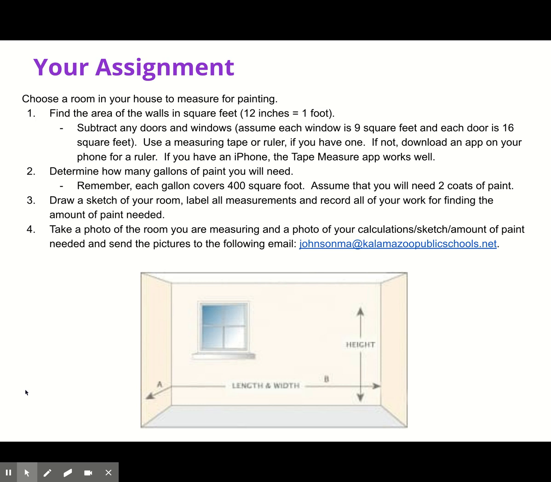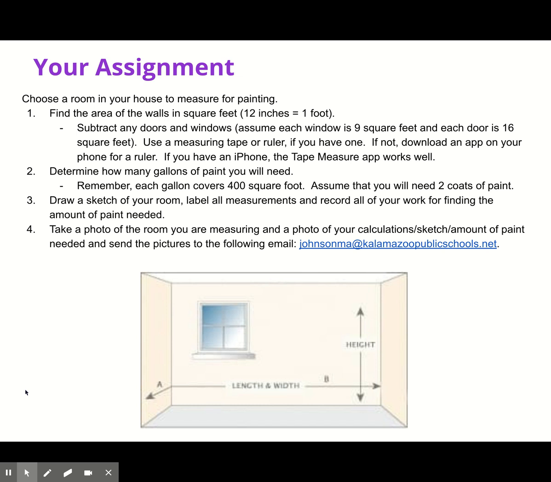The next thing you're going to do is determine how many gallons of paint you will need. Now remember, each gallon covers 400 square feet, and I want you to assume that you will need 2 coats of paint. Once you figure that out, I want you to draw a sketch of your room, label all the measurements, and record all of your work for finding the amount of paint needed.